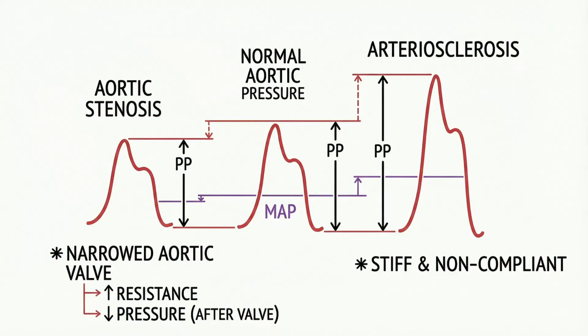The second example is aortic stenosis, a narrowing of the aortic valve which increases its resistance. With increased resistance, the change in pressure must increase, which means there's a decrease in pressure after the valve. The diastolic pressure remains unchanged, but there's a decreased systolic pressure, decreased pulse pressure, and decreased mean arterial pressure.